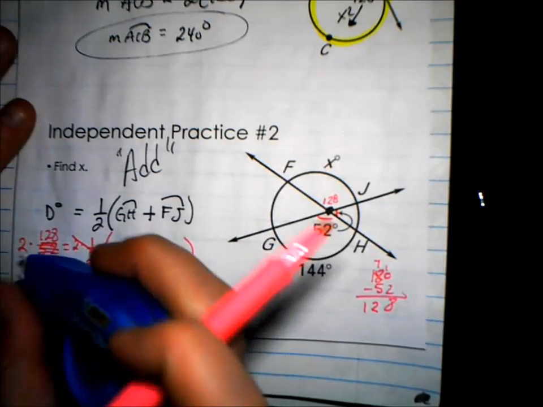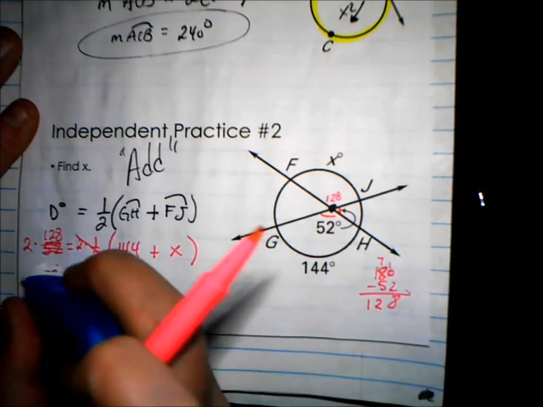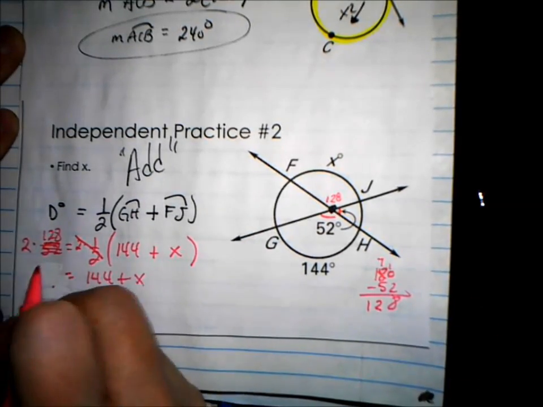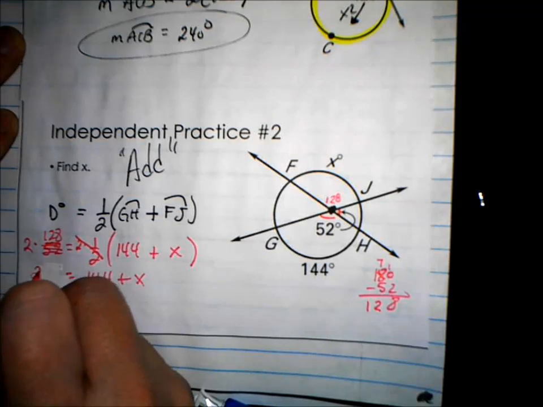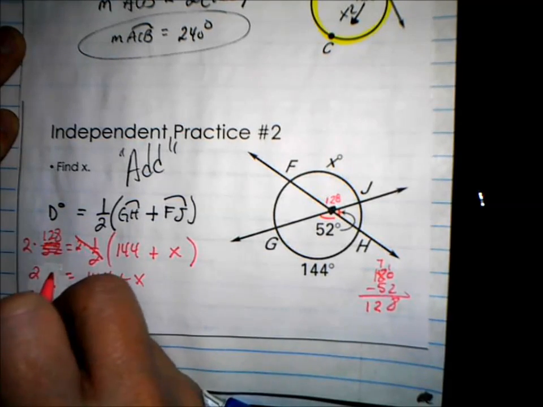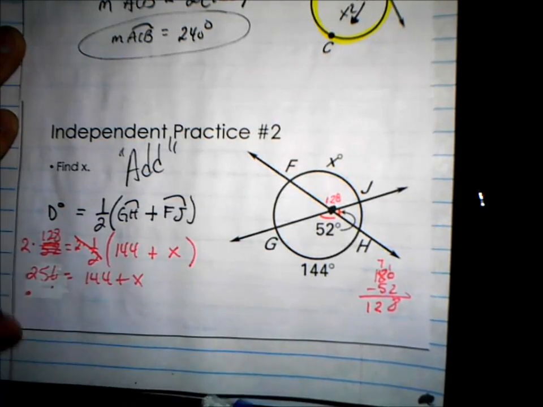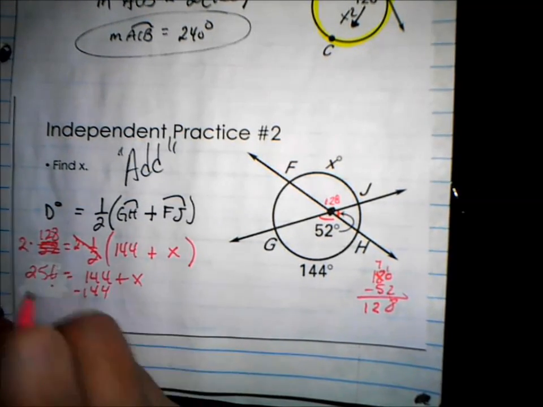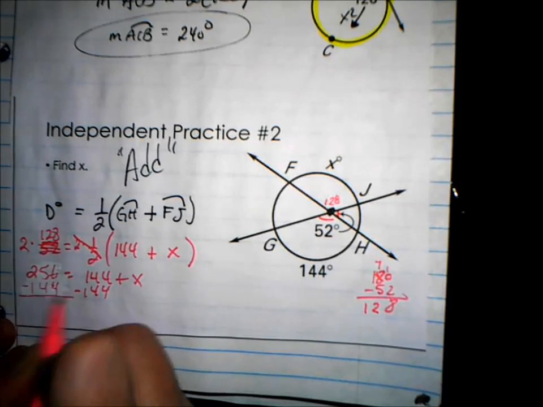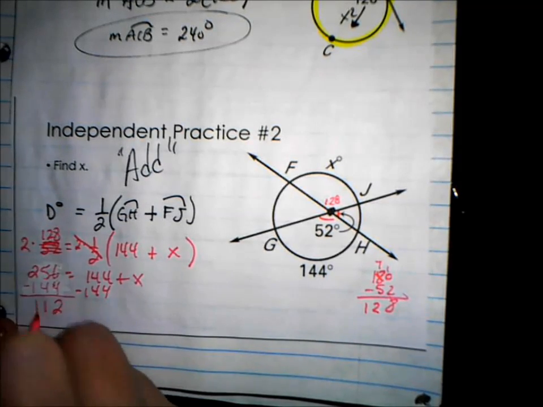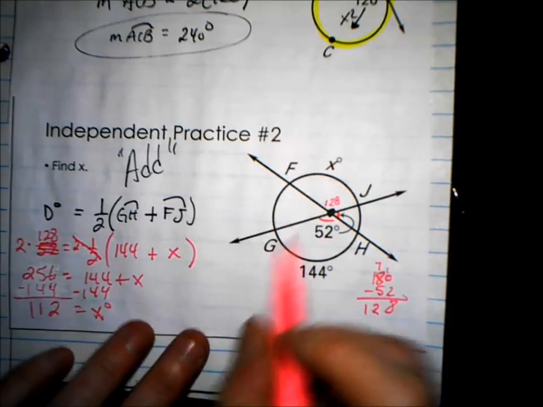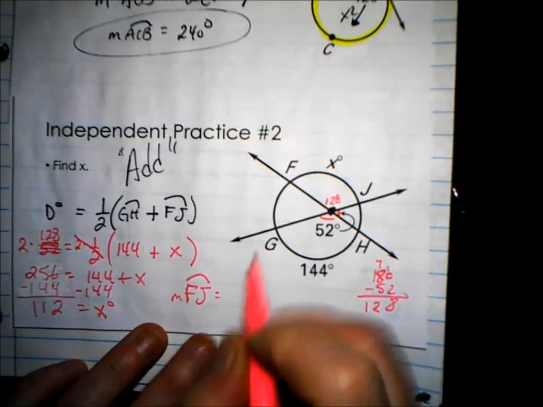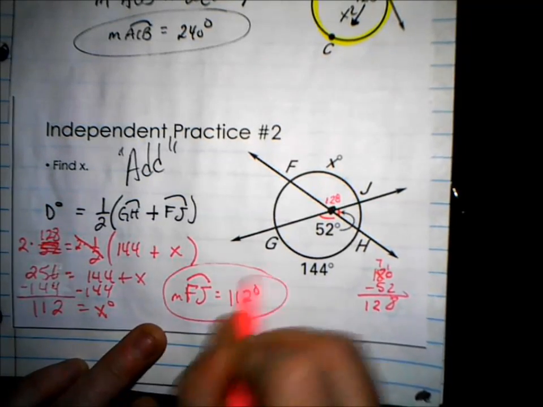Let me find my whiteout. Almost goofed there. What was this? 256. Okay. Then I'll subtract the 144. And that'll give me 211, I believe, is my x degree. So if I'm looking at this, FJ, that arc measure, is 112 degrees.